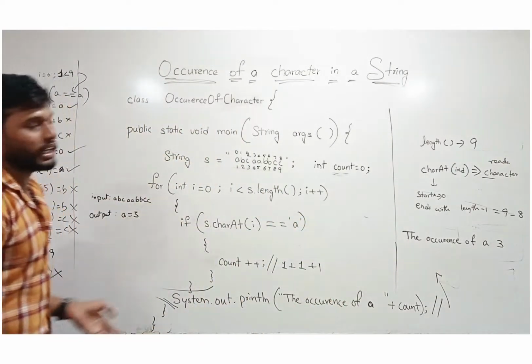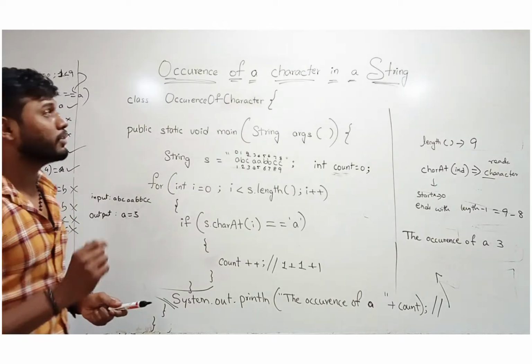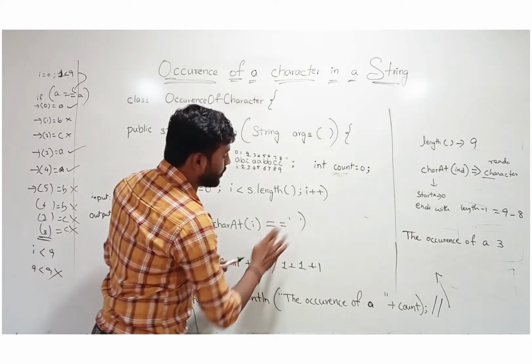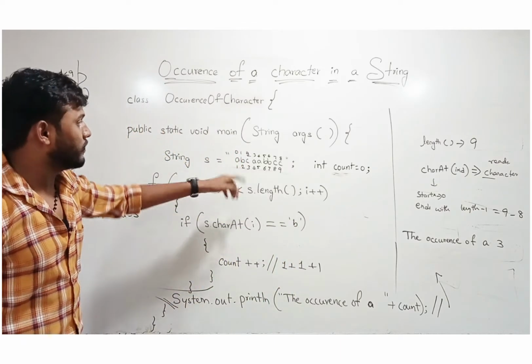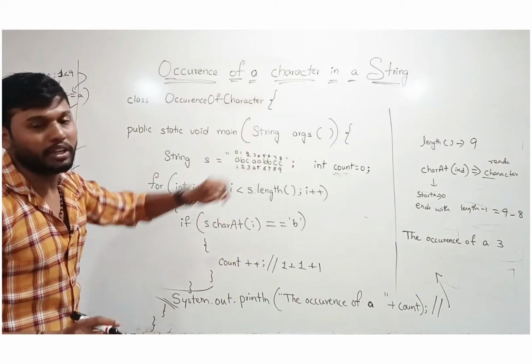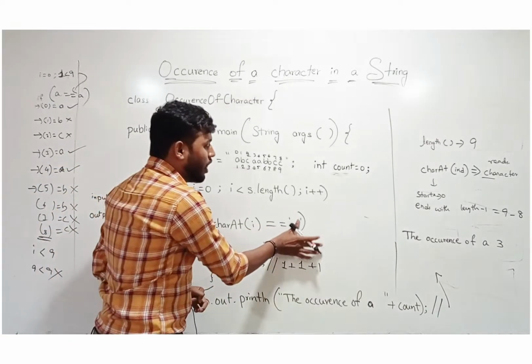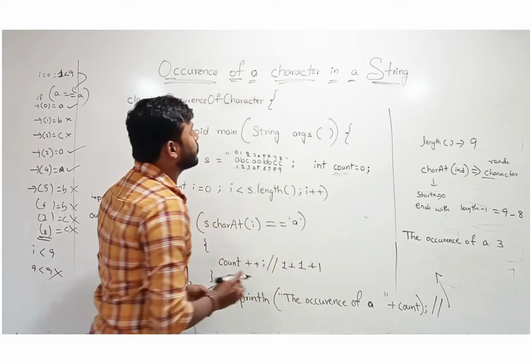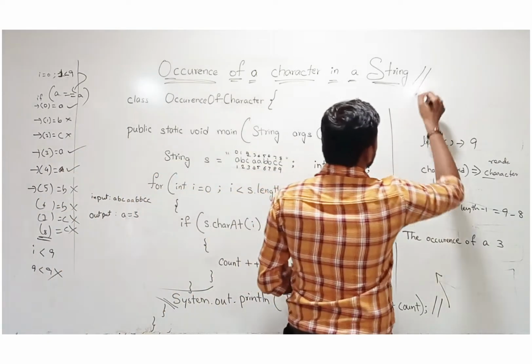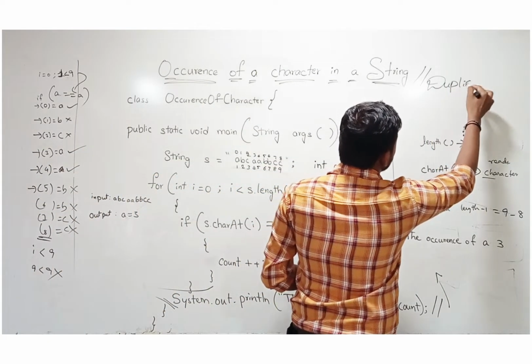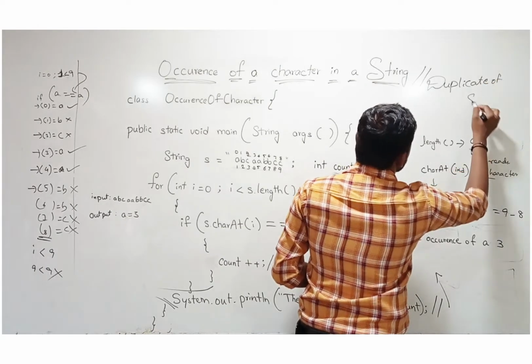This way we can calculate the occurrence of each and every character. If I give B here, it checks how many times B occurs, and that will be the output. This is the program for the occurrence of a character in a string, or else we can call it the duplicate of a string.